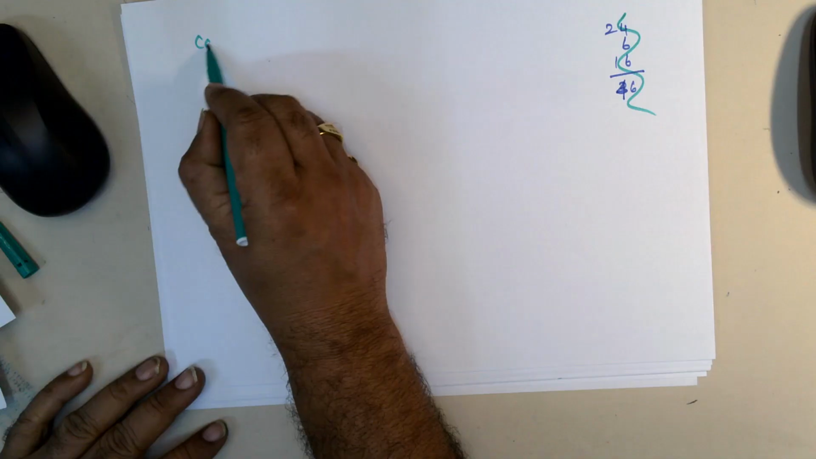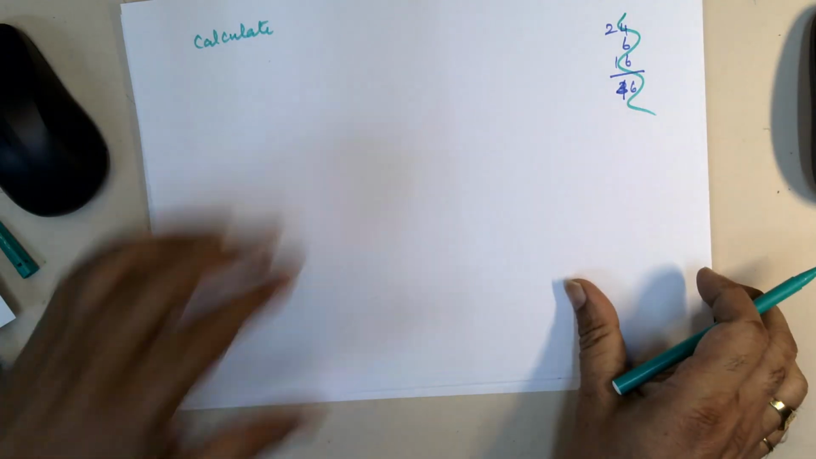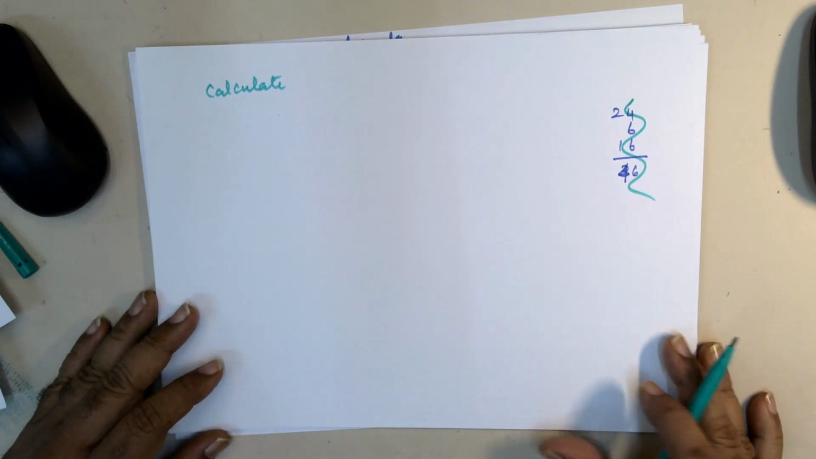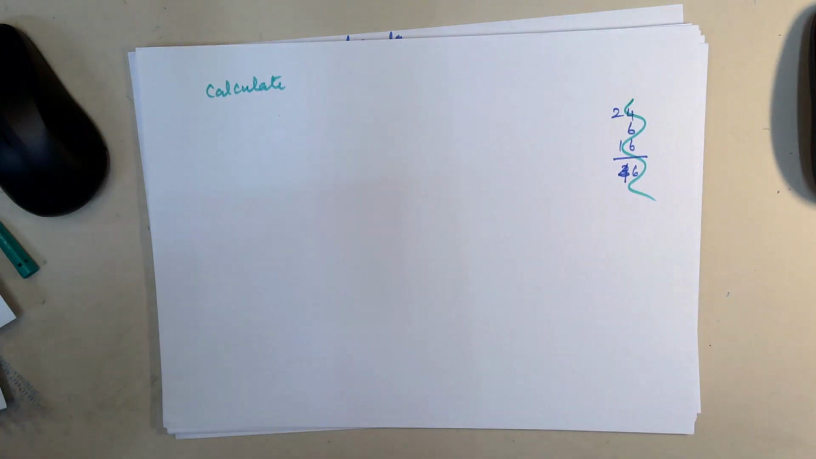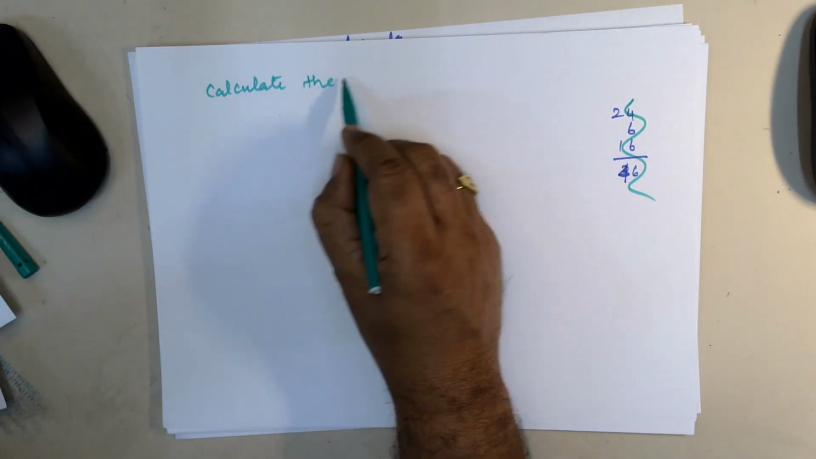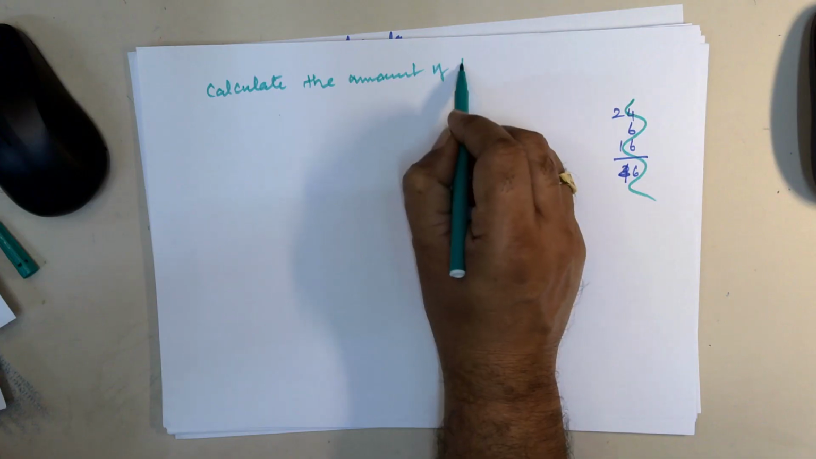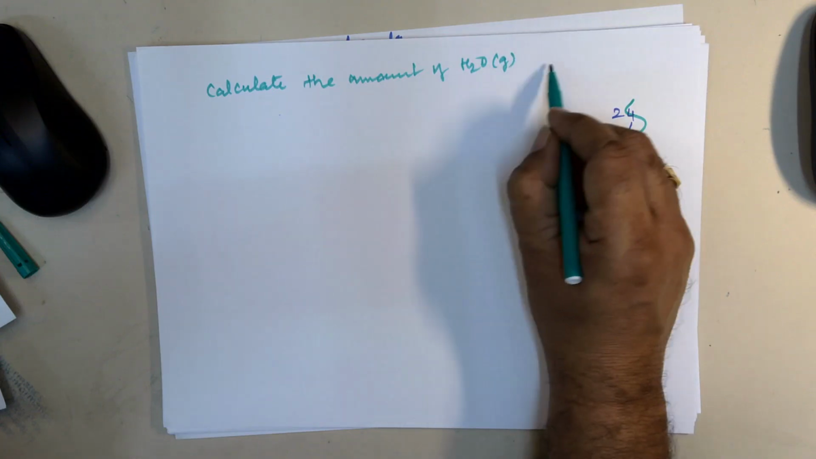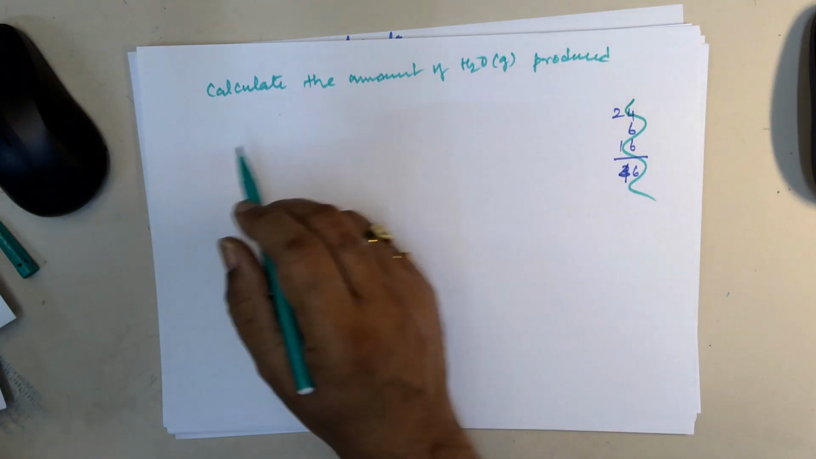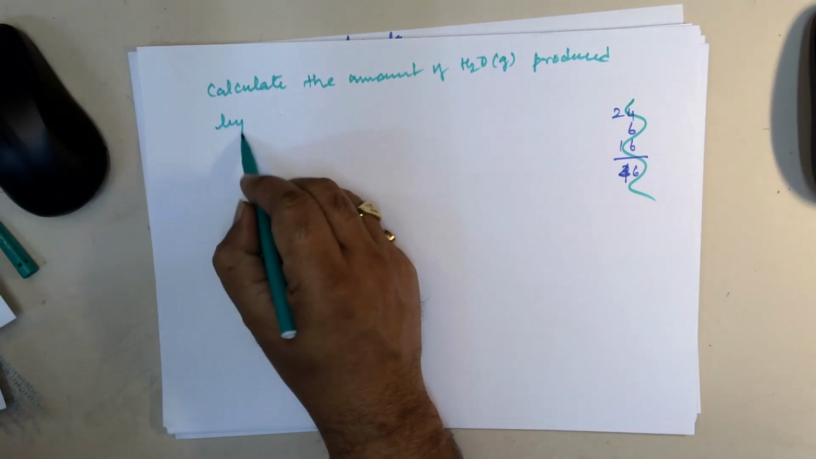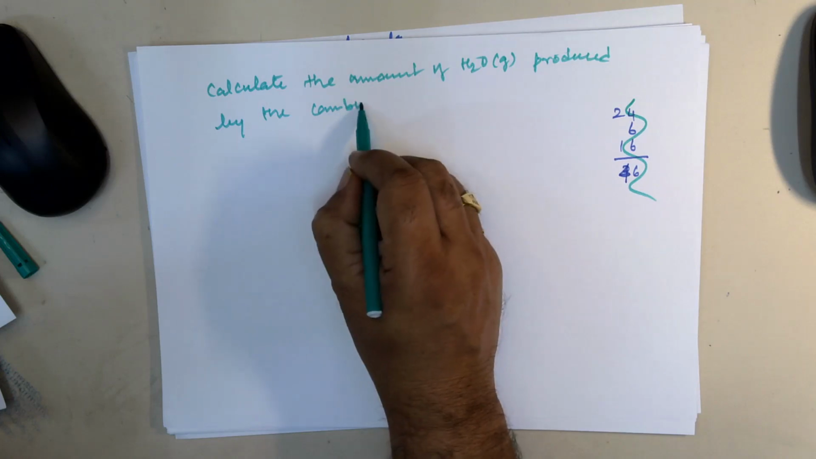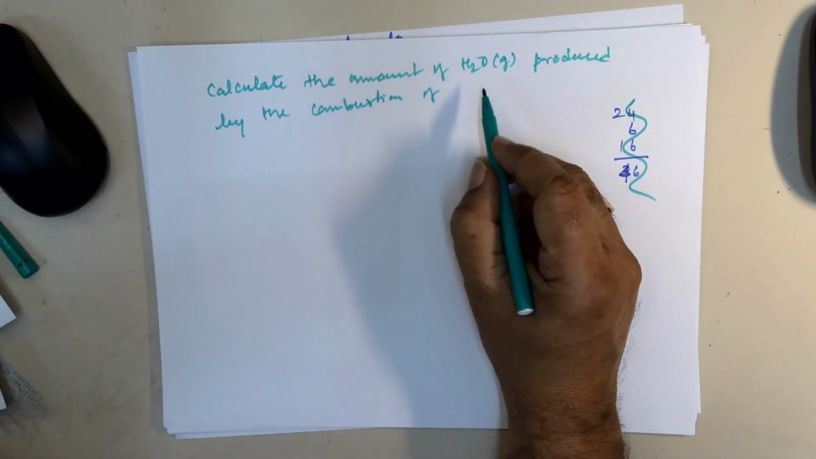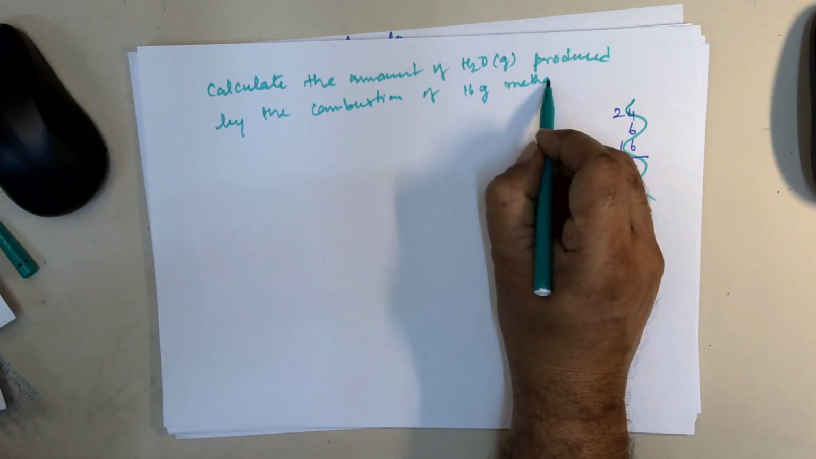Second question. Calculate the amount of water as gas produced by the combustion of 16 gram methane. Okay.